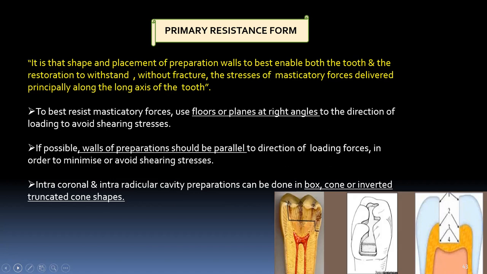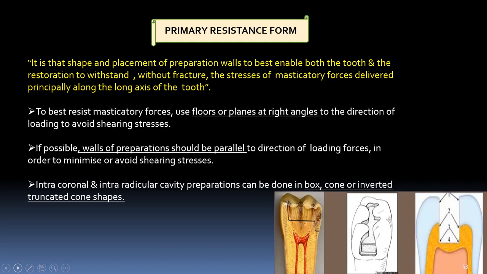Then coming to the second stage, there is the primary resistance form. The primary resistance form can be defined as the shape and placement of the preparation walls to best enable both the tooth and the restoration to withstand, without fracture, the stress of masticatory forces, which are directed principally along the long axis of the tooth. So to best resist masticatory forces, we have to use floors or planes at right angles to the direction of the loading to avoid shearing stress.